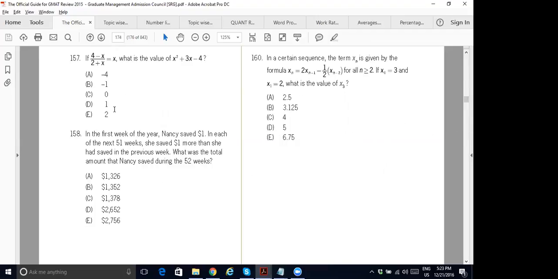Now question number 157. 157 is a question type that is tested frequently. In this, we are given an expression whose value is to be found, and we are also given an equation. Based on that, we have to find the value. If we try to solve this equation, we will get 4 minus x is equal to 2x plus x square.